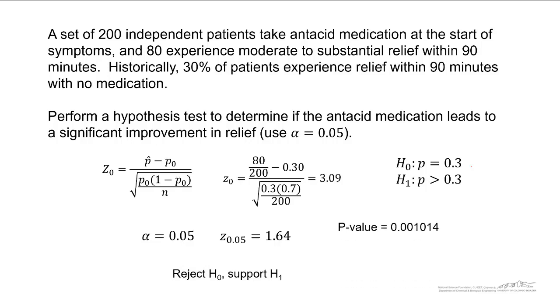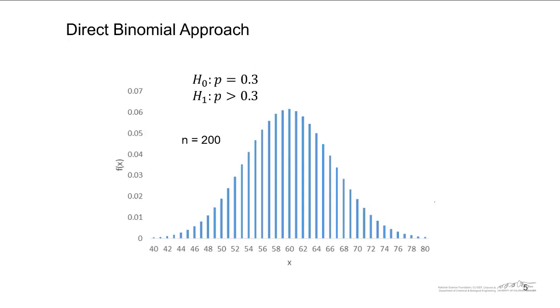If you calculated a p-value by using the norm.dist function in Excel, you would calculate that the p-value is very small. It's 0.001 approximately. Now keep in mind this is an approximation, so this p-value is not quite as good as we get using a second alternative. The second alternative to solving this problem is the direct binomial approach, and that is we just use Excel to calculate probabilities based upon the binomial distribution.